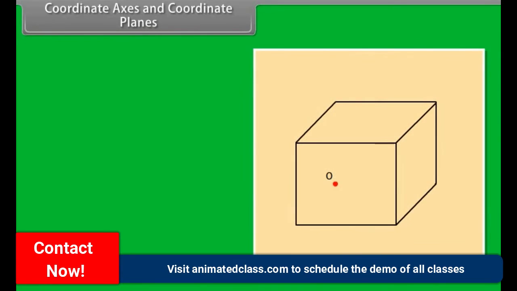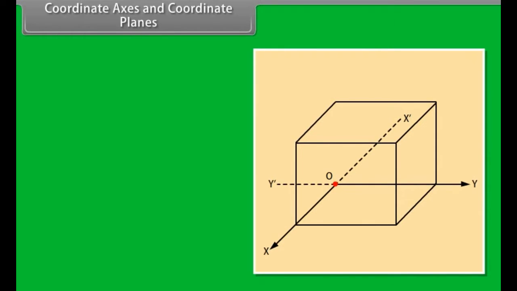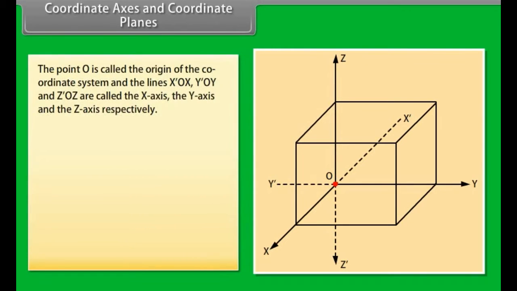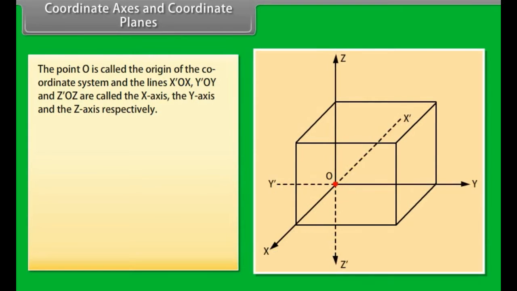Let us start with an arbitrary point O in space and draw three mutually perpendicular lines x dash OX, y dash OY, and z dash OZ through O. The point O is called the origin of the coordinate system, and the lines x dash OX, y dash OY, and z dash OZ are called the x-axis, the y-axis, and the z-axis respectively. The positive direction of the axis is indicated by arrows with thick lines.